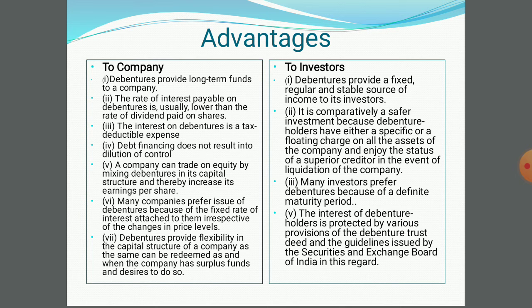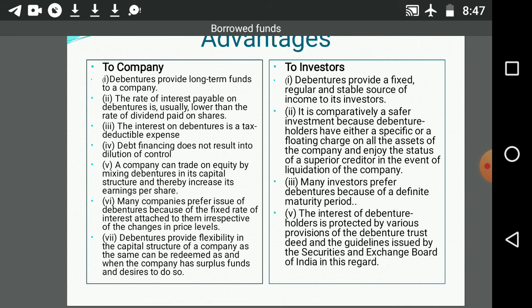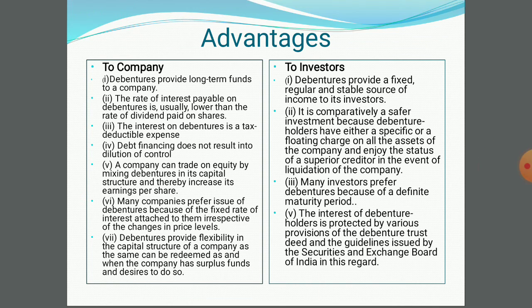Now, advantages to investors. The first advantage is debentures provide a fixed, regular, and stable source of income to the investors. Those who want to play safe, those who don't want to take the risk, this is the best security to invest, because debentures are going to provide the fixed returns to the investors, and it is going to provide the returns on regular basis, because organization has to pay interest regularly to the debenture holders, and a fixed amount is to be given every year, so that is going to benefit the investors.